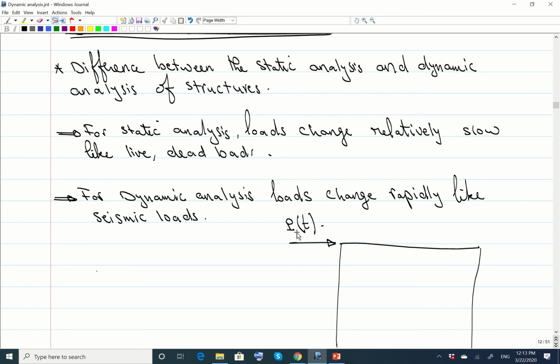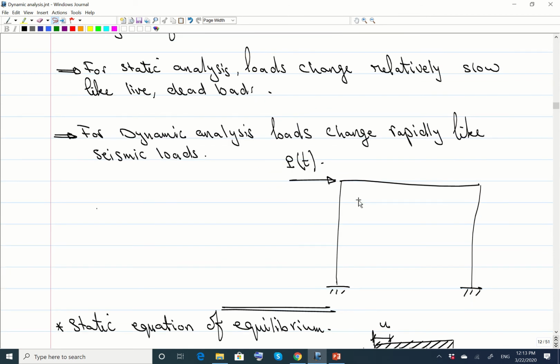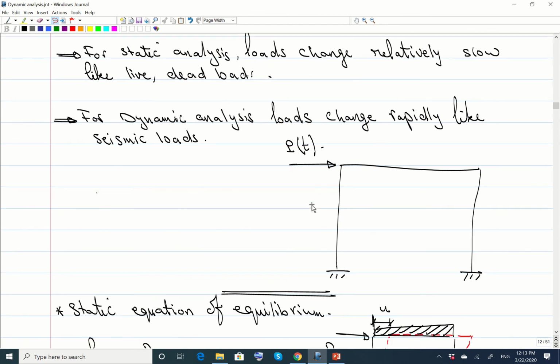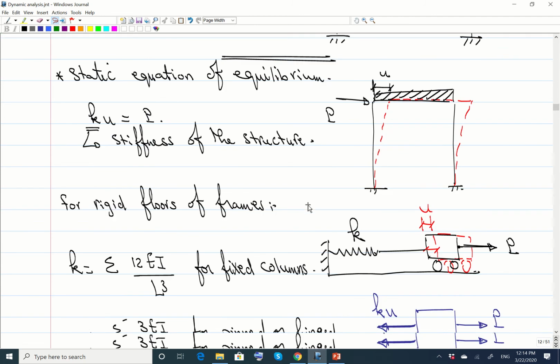But dynamic analysis for seismic loads is so important, because when you have an earthquake, the entire duration of the earthquake might be 5 seconds, for example, but during those 5 seconds, the ground moves back and forth maybe 1,000 times. So the load is changing so rapidly, and we need to do a dynamic analysis. So how does the dynamic analysis compare to the static analysis?